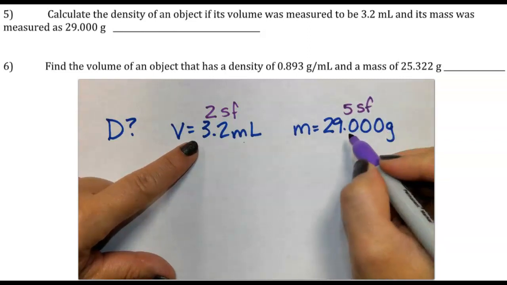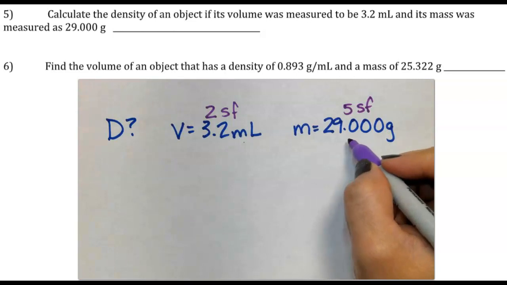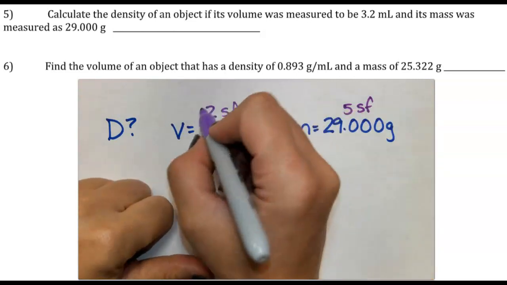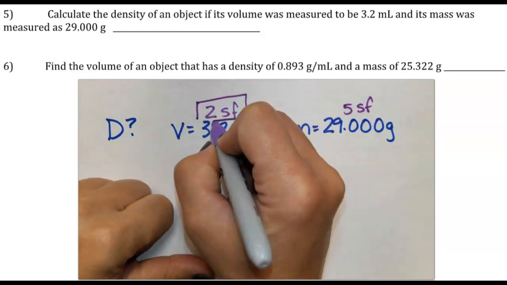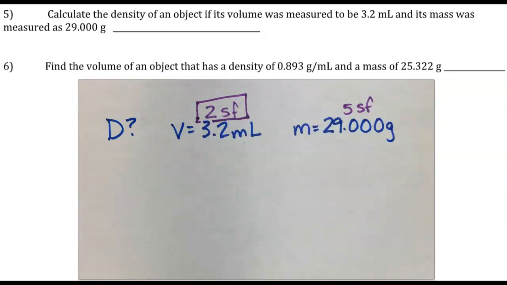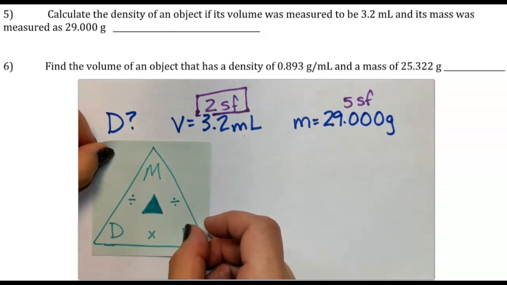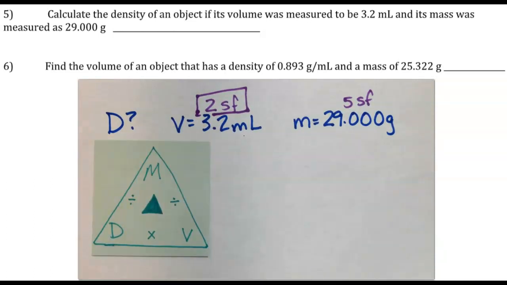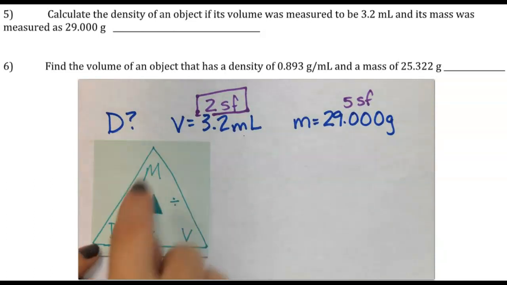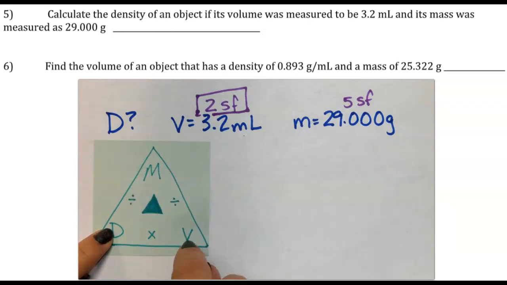Trailing zeros with a decimal, or ending zeros with a decimal, are significant. So 2 sig figs is the least of my givens, and so my final answer can only have 2 sig figs. As a reminder, here's the little calculation triangle for density, which we're going to go ahead and use. So if I want density, it's going to be mass divided by the volume.